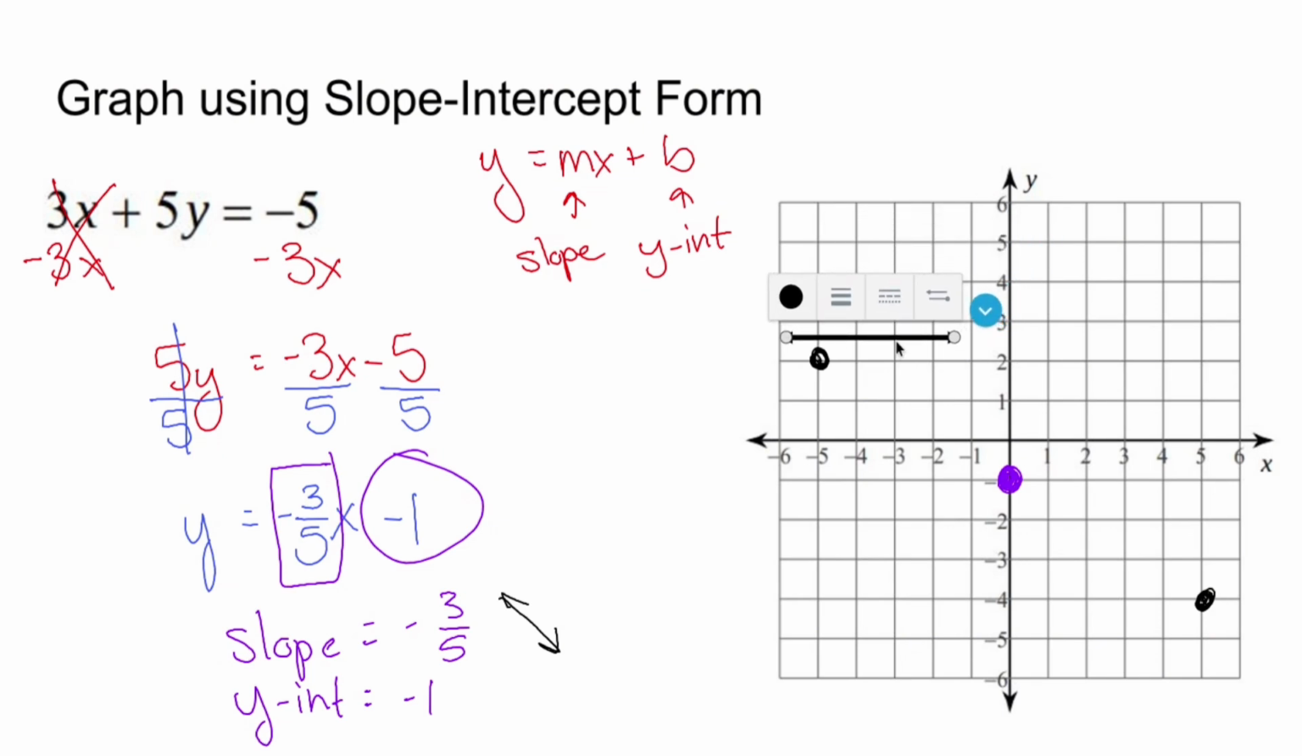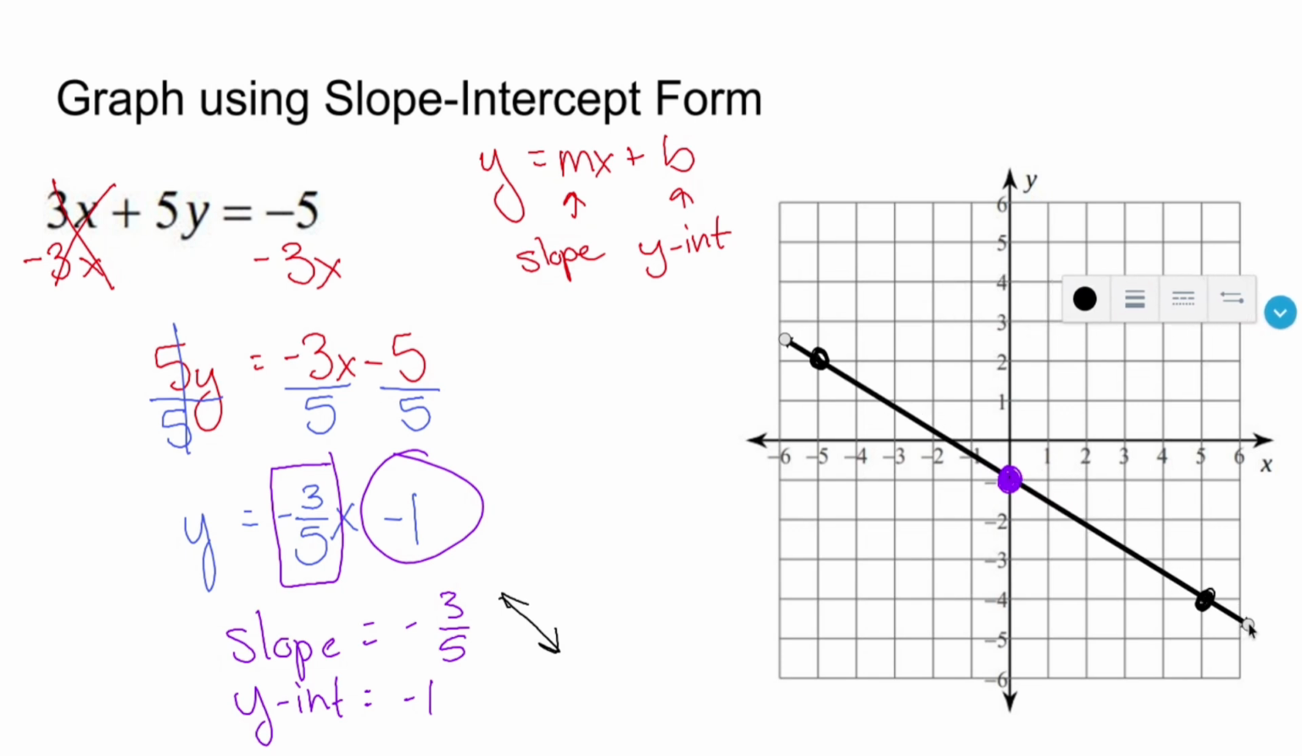So I'm going to draw a line through my 3 dots the best that I can, like so. And we have ourselves a line that we graphed using slope-intercept form. Get y all by itself, identify the slope and the y-intercept, put a dot where the y-intercept is, use your slope to get more dots, connect the dots, and we just graphed a line in slope-intercept form that was not in slope-intercept form to begin with.